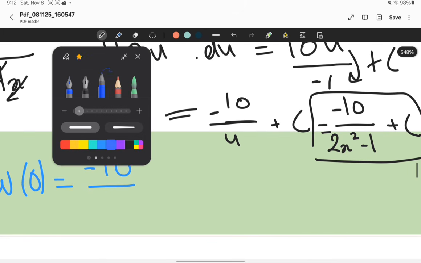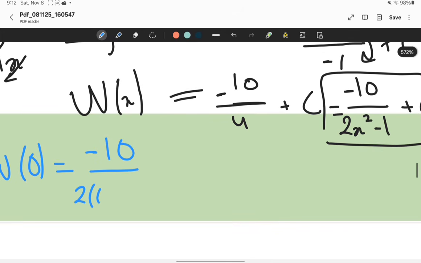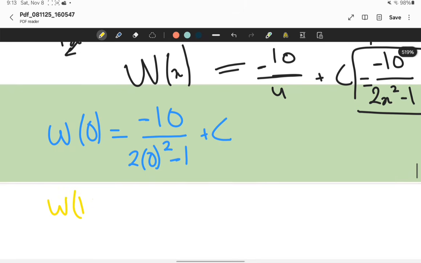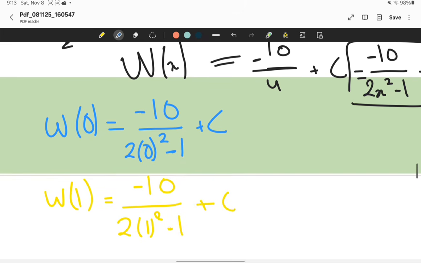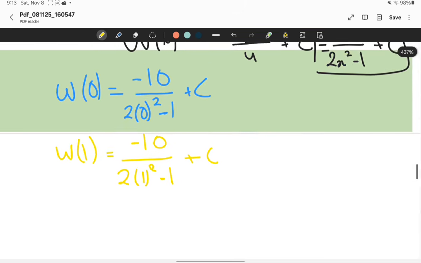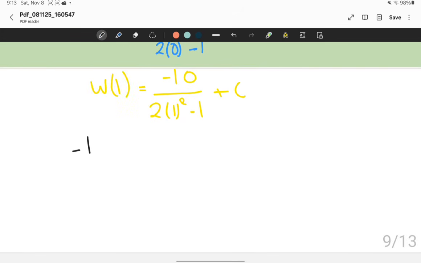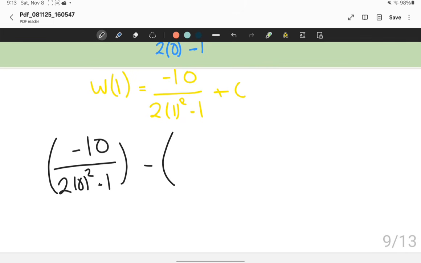So we'll substitute into that. Okay, so into 2 times 0 squared minus 1 plus c, and for the other one, I'll do it in yellow: w of 1 equals minus 10 over 2 times 1 squared minus 1 plus c. Okay, they want us to subtract these two. So when you subtract, it's going to be minus 10 over 2 times 0 squared minus 1, minus, minus 10 over 2 times 1 squared minus 1.